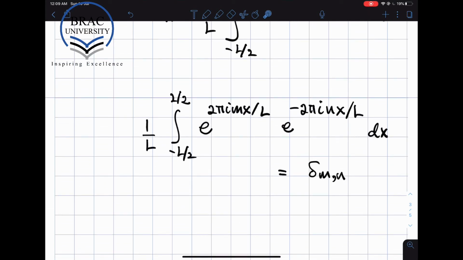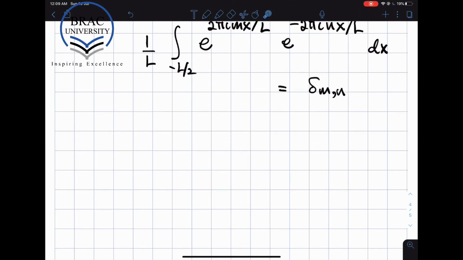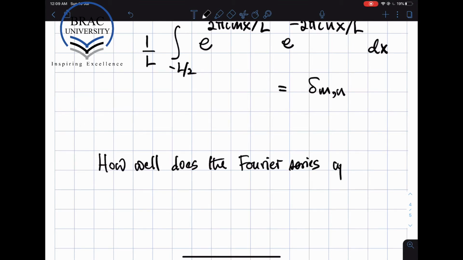All right, so let's move on to another question, which is how well does the Fourier series approximate the function phi of x?